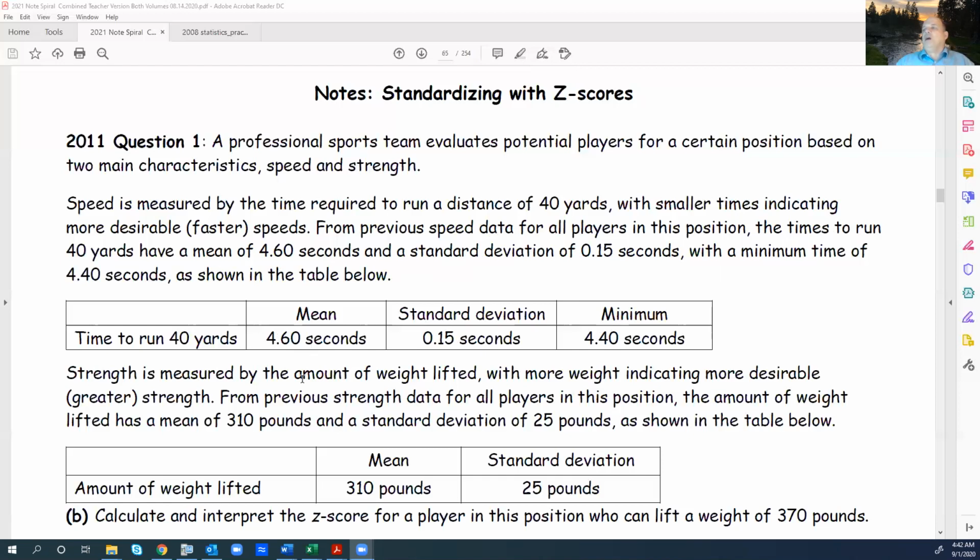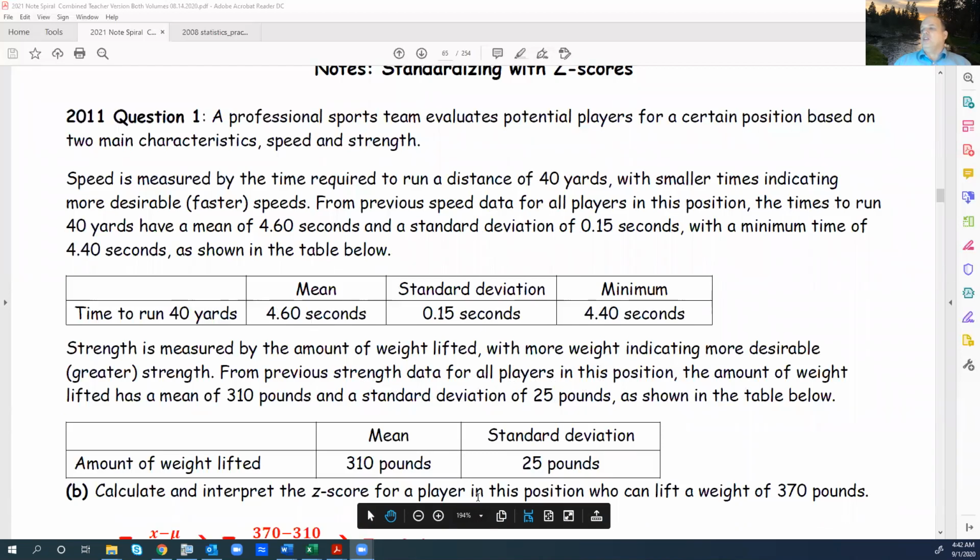Strength is measured by the amount of weight lifted, with more weight indicating more desirable or greater strength. In previous strength data for all players in this position, the amount of weight lifted has an average of 310 pounds and a standard deviation of 25 pounds, as shown in the table below. So on average, the players were lifting 310 with a standard deviation of 25. Calculate and interpret the z-score for a player in this position who can lift a weight of 370 pounds. Well, basically, we know the 370 is above the 310, so we should be expecting some sort of positive z-score.